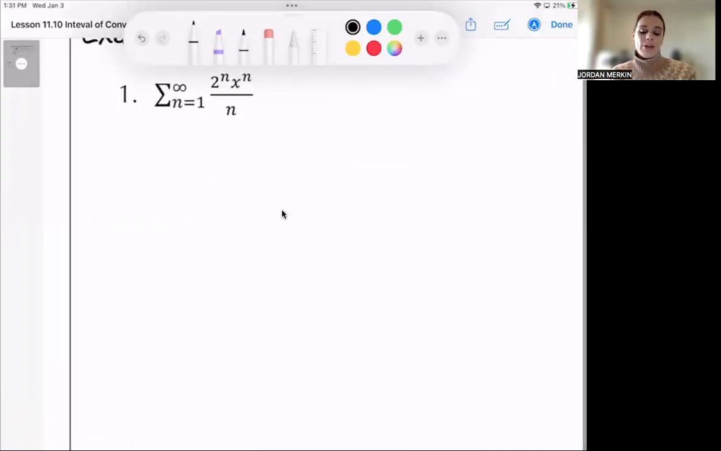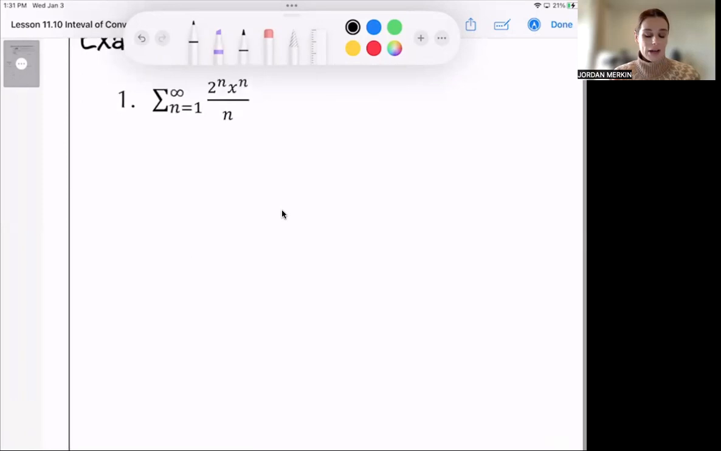We have the sum from n equals 1 to infinity of 2 to the nth power times x to the nth power all over n. So what we're going to do is set up our ratio test. So the limit as n approaches infinity of the absolute value. Now we're just going to go right into multiplying by the reciprocal. If you don't know what the ratio test is, please watch my other video.